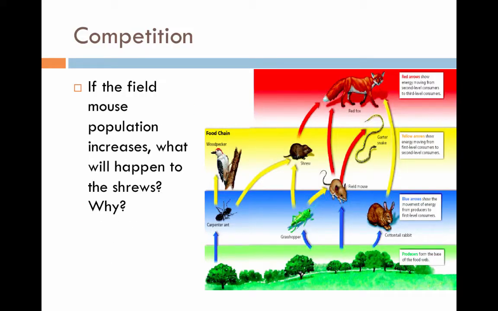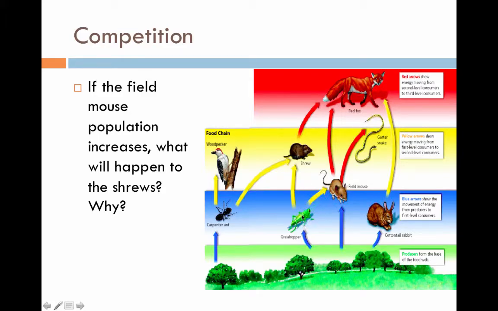If the field mouse population increases, what will happen to the shrews? All right, so look at the picture. If the field mouse increases, you're going to have less grasshoppers, right? Because field mouse is the predator, grasshopper is the prey. If you have more field mice, you'd have less grasshoppers. So the question is, what happens to the shrew then?